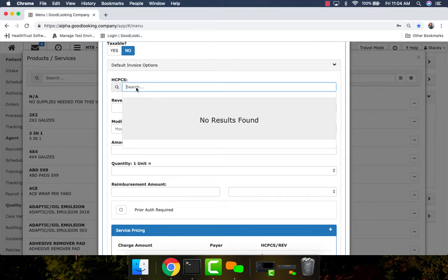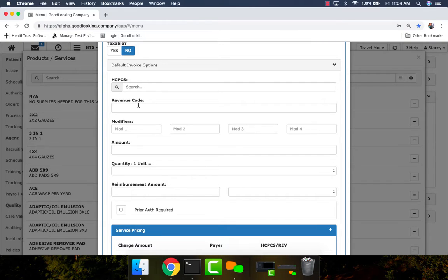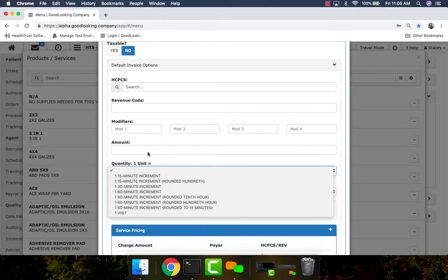What HCPCS code we use to bill this service under, the revenue code, what modifiers, what our default charge amount is, and how we calculate that charge amount. So for a Medicare home health agency, you're typically billing in 15-minute increments, even though you bill a dollar amount regardless of the number of minutes utilized. For a private duty nursing agency or a therapy company, you're often billing in 60-minute increments or in 15-minute increments. And so you're able to control how we calculate the total charge amount for that claim.